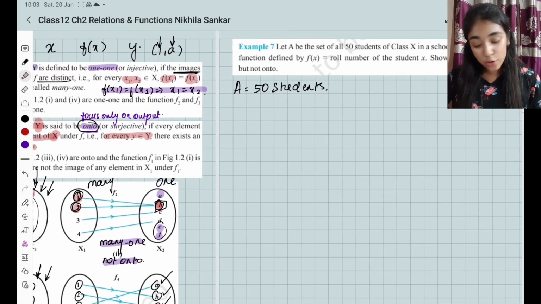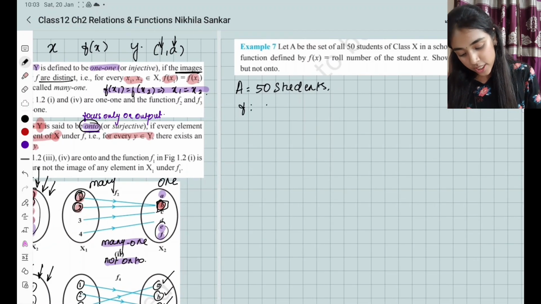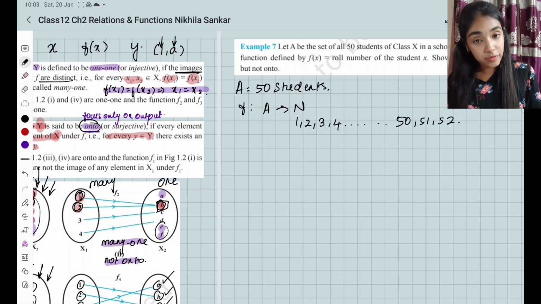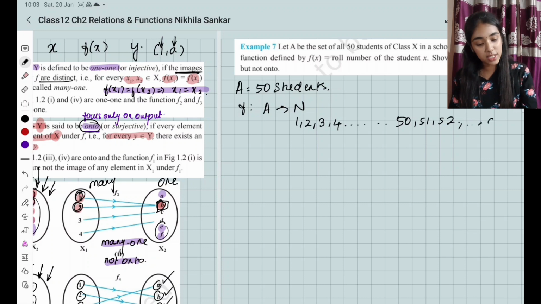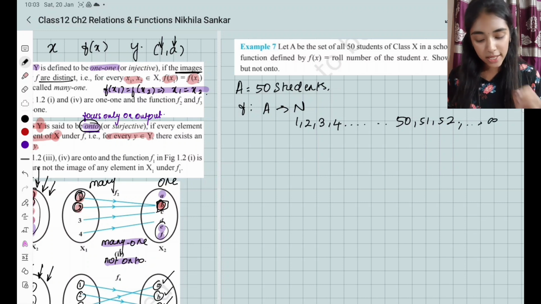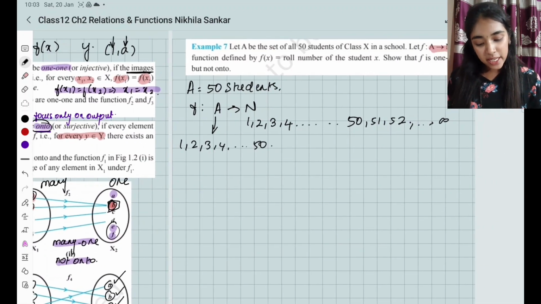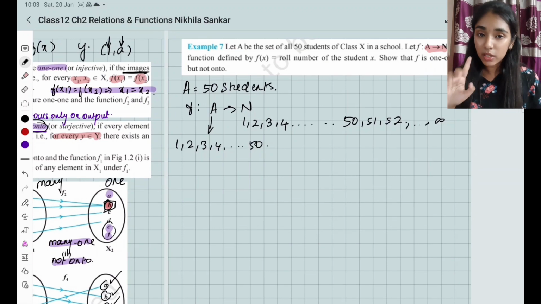N னா என்ன? It is going to be natural numbers. So your function is mapped from A to N. What are all your natural numbers? It starts from 1, 2, 3, 4 and so on until it goes on. Correcta? 50, 51, 52 and 50-ஐ தாண்டி it goes on. Correcta? There is no end until infinity. So this is your natural number. இப்போ A ஓட values என்ன? It is going to be 1, 2, 3, 4 and so on until 50. இப்போ you have to show that f is 1-1 but not onto.